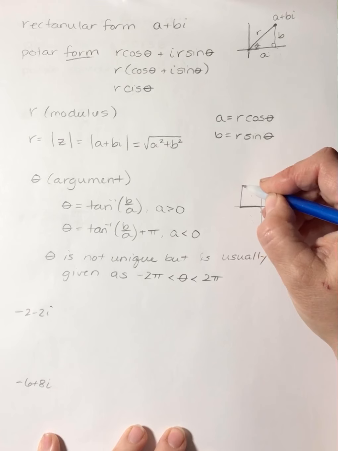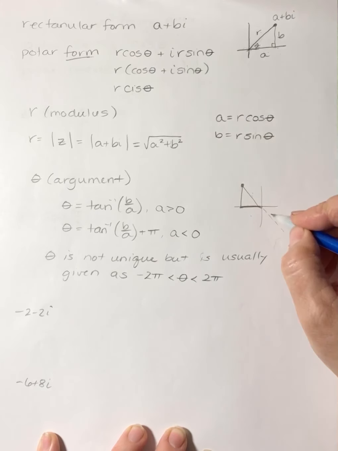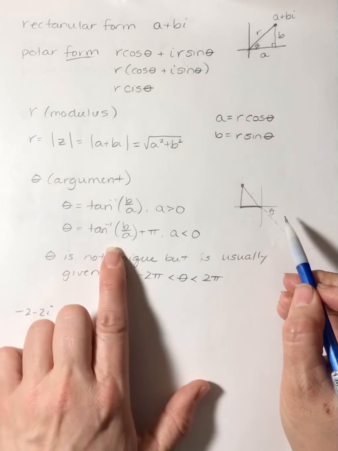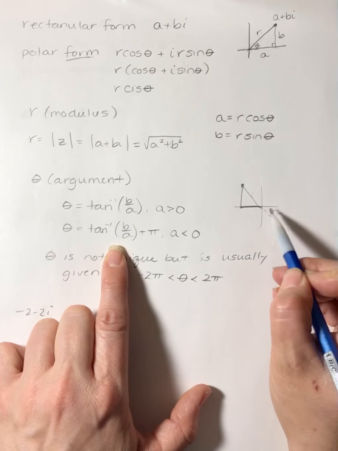So if I'm in quadrant 2, a plus bi is up here, and I do inverse tangent of b over a, it's going to give me a negative angle here. So I have to add 180 degrees to that, okay? If a is negative and b is negative, it's going to give me an argument here in quadrant 1 because tangent is positive in quadrant 3. So I still have to add 180 to that, okay?